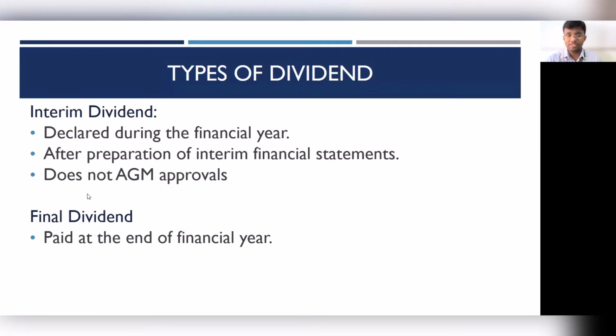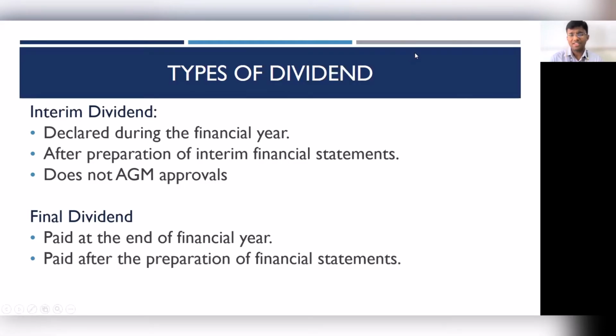Once the final accounts get prepared, you will come to understand how much your total profit is, how much profit your business has actually made for that particular year. Based on this, the company would then declare its dividend. This dividend is called final dividend. As the name suggests, the dividend that is paid at the end of the financial year is called final dividend. So interim dividend is paid during the course of the financial year, and final dividend at the end of the financial year.